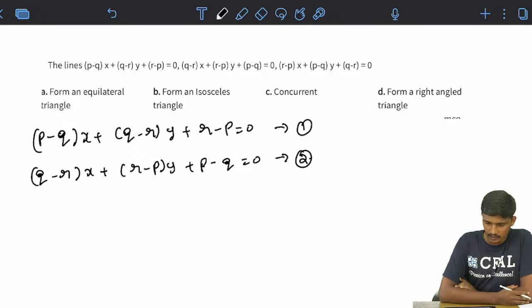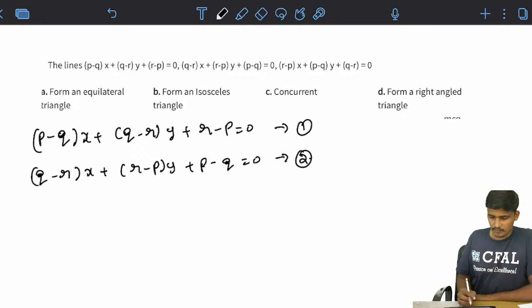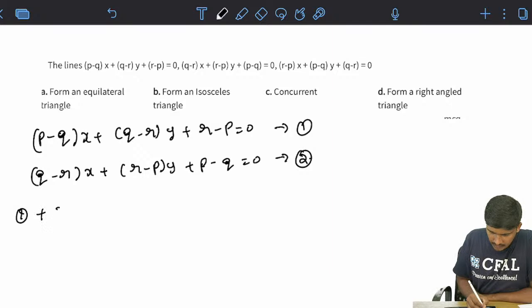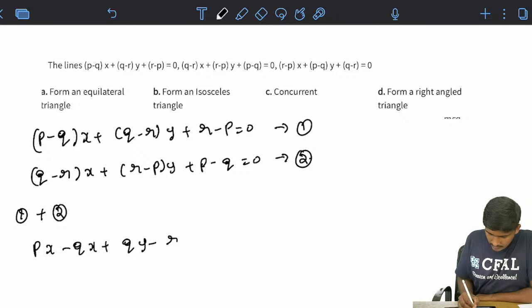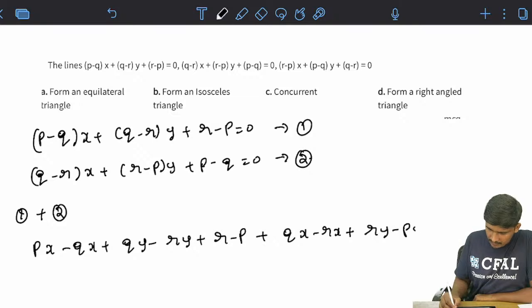So this is the first equation and this is the second equation. So let's see. What I am going to do is add the first equation with the second equation. I will do just 1 plus 2, right? If you observe this properly, I will write the first equation: px minus qx plus qy minus ry plus r minus p. I am adding this with the second equation: plus qx minus rx plus ry minus py plus p minus q is equal to 0.